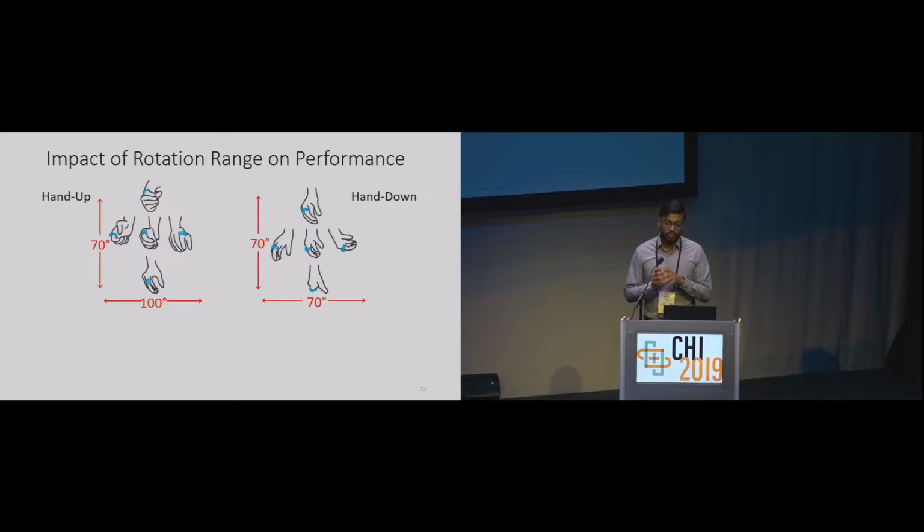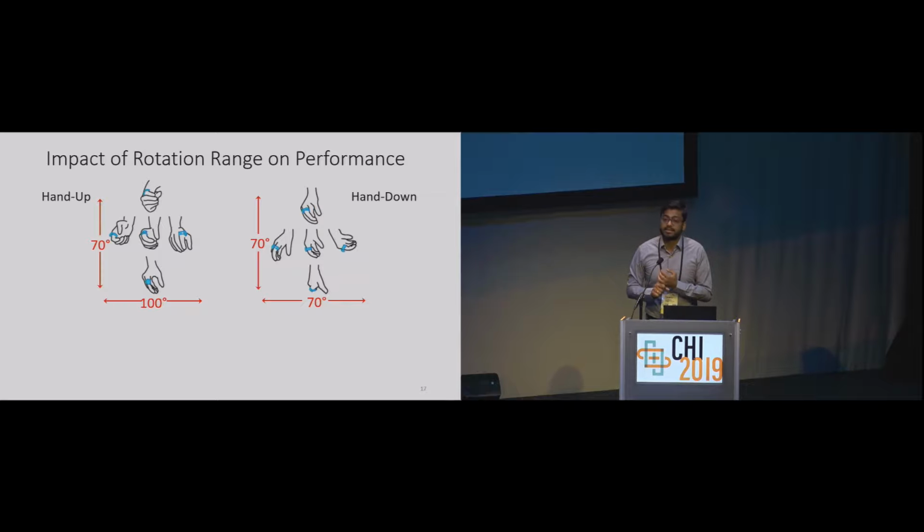Now, I just want to draw your attention towards something interesting in the 2 postures that we investigated. On the left, you have the hand up posture, and on the right, you have the hand down. And this is that the hand down posture has a different wrist rotation corresponding to the x-axis of the keyboard. Right? It's only 70 degrees compared to 100 degrees there. So the ranges are pretty different.